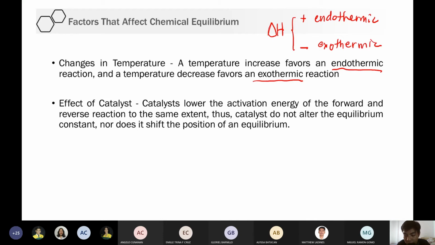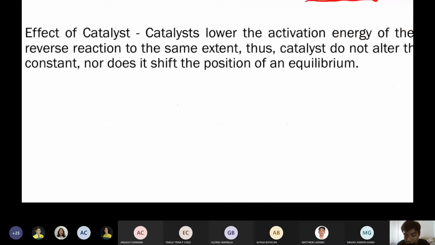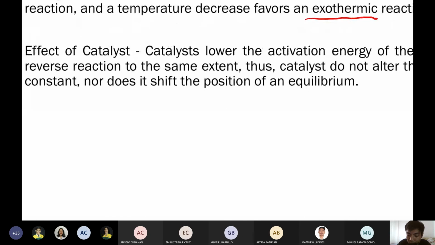Okay. So paano ko po mabivisualize itong changes in temperature? Okay. So you can use the water bucket analogy ulit. The water bucket analogy natin. So balik tayo sa water bucket.